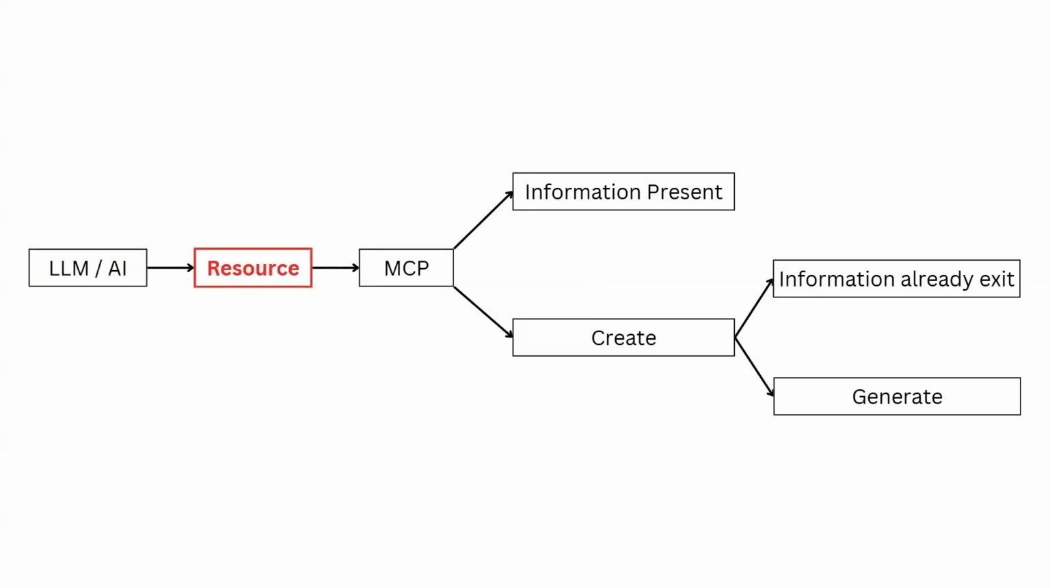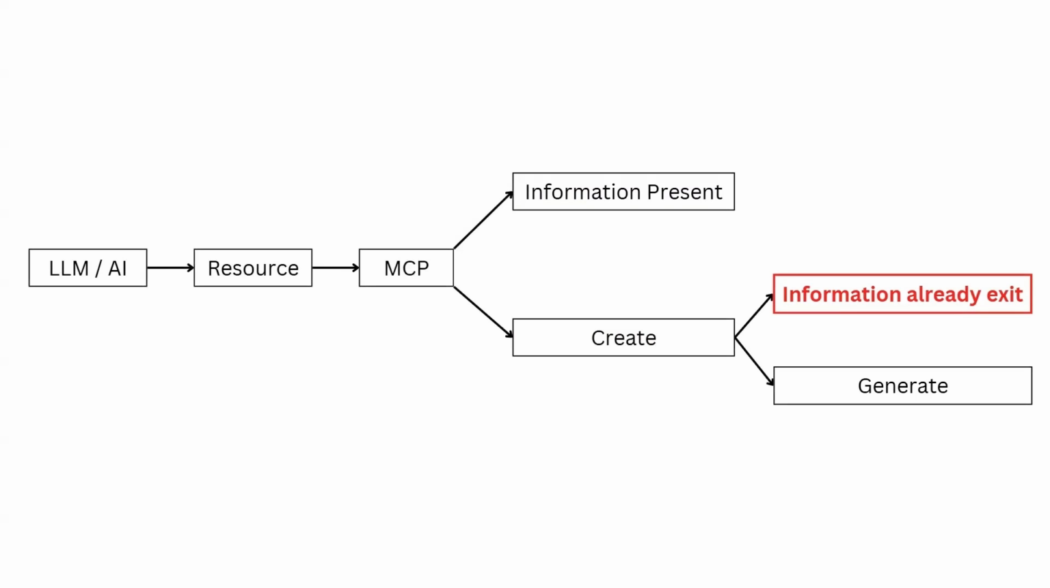When someone or an AI asks for a resource, here is what happens. FastMCP looks up what was asked. Do I have this information saved somewhere? If the info needs to be created, it creates it. Some information already exists, like a document. Other information needs to be generated on the spot, like today's date. If it needs to be generated, FastMCP quickly creates it.